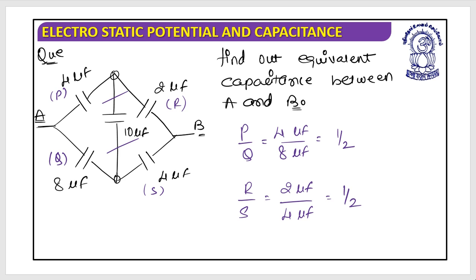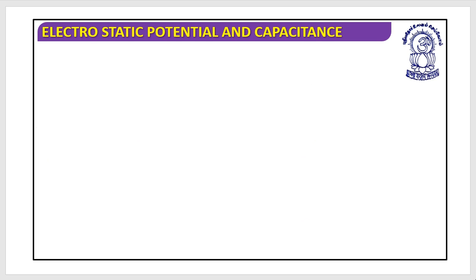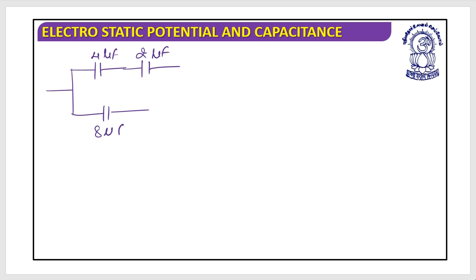So if I remove this, my equivalent network will look something like this. Let me redraw this. Here it would be a 4 microfarad, and in series with it, a 2 microfarad. On this side, it's an 8 microfarad, and here it is a 4 microfarad. This is A, this is B.